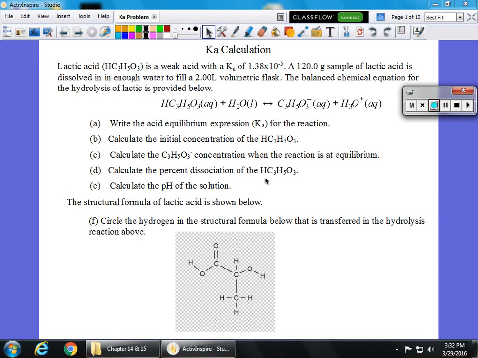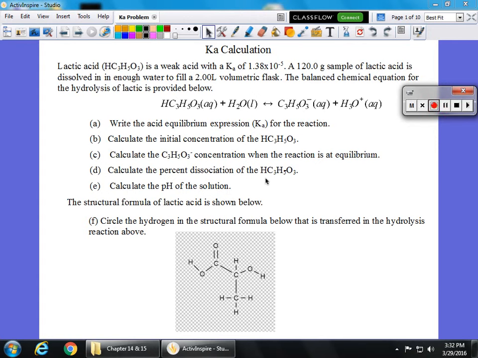I'm looking at weak acid equilibrium. This is a great one for AP Chem. Take a look at the problem. I would say give it a try and see how far you can get, and then go back through it and watch the explanation. This one is pretty simple.